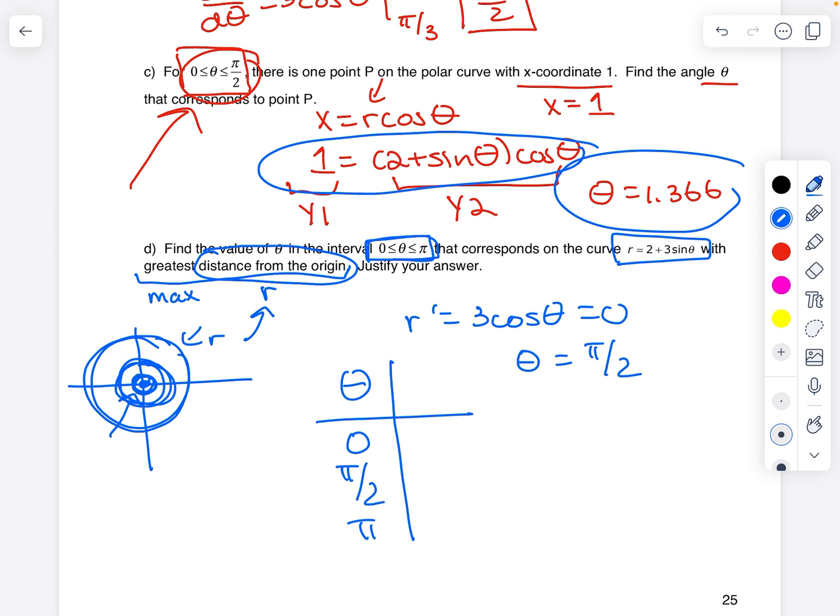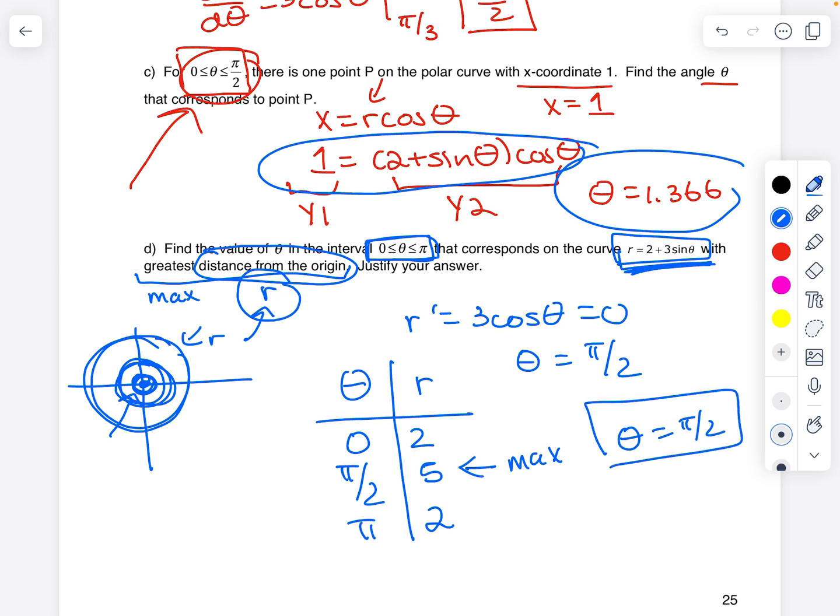And we need to plug it back into my original equation, whatever we're trying to find the maximum of, which is r. So if I plug in 0 into 2 plus 3 sine of theta, this is going to be 2. If I plug in pi halves, this will give me 5. If I plug in pi, this will also be 2. So this is obviously your biggest, greatest distance from the origin. It does say find the value of theta, so my answer that I'm looking for is pi halves. And this would be your justification.